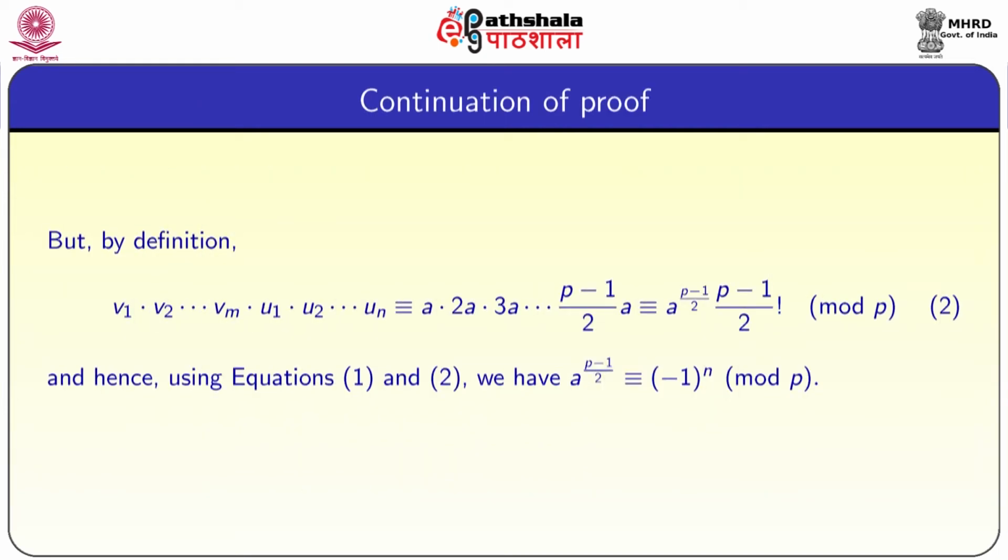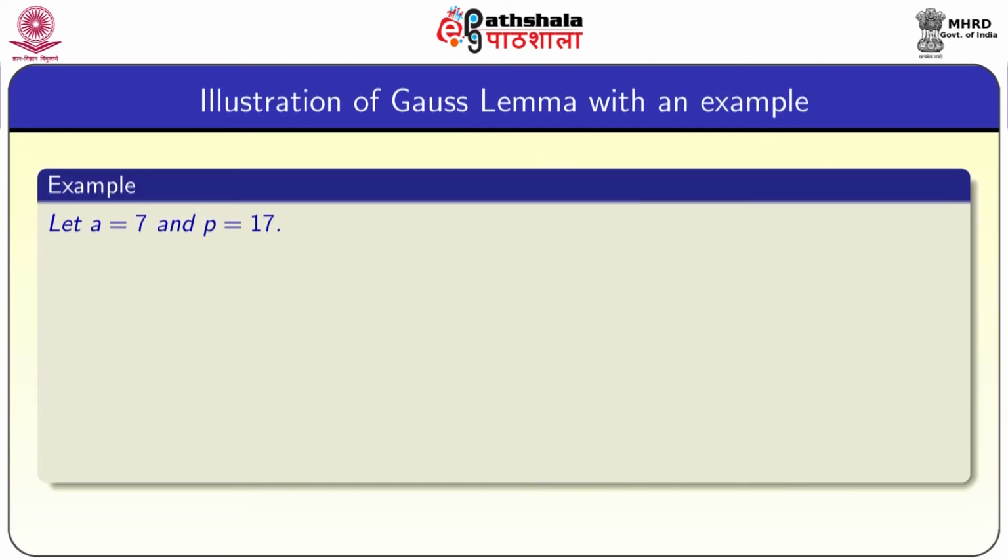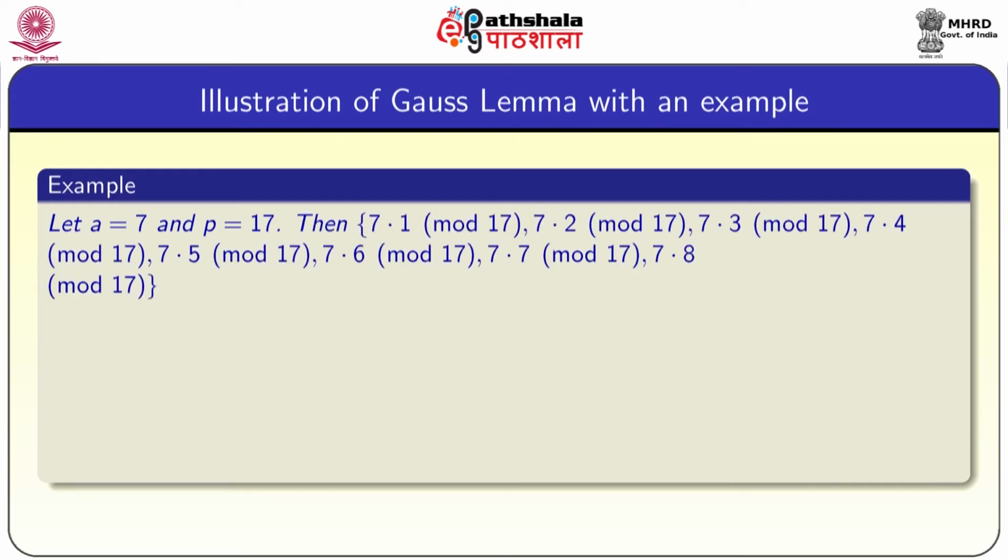Now, we are going to illustrate this Gauss lemma with an example. Illustration of Gauss lemma with an example. Let us take A equal to 7 and p equal to 17. That is then 7 into 1 modulo 17, 7 into 2 modulo 17 and so on, 7 into 6 modulo 17, up to 7 into 8 modulo 17. It is because p is equal to 17, so we have to go up to (p minus 1)/2, that is 8.